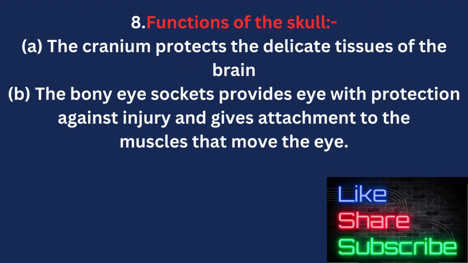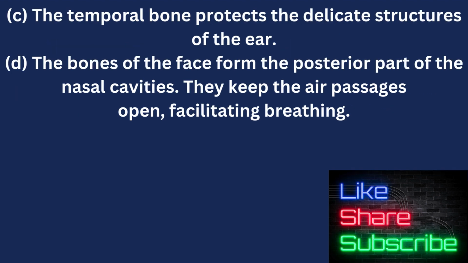Functions of the skull. A. The cranium protects the delicate tissues of the brain. B. The bony eye sockets provide the eye with protection against injury, and give attachment to the muscles that move the eye. C. The temporal bone protects the delicate structures of the ear. D. The bones of the face form the anterior part of the nasal cavities. They keep the air passages open, facilitating breathing.